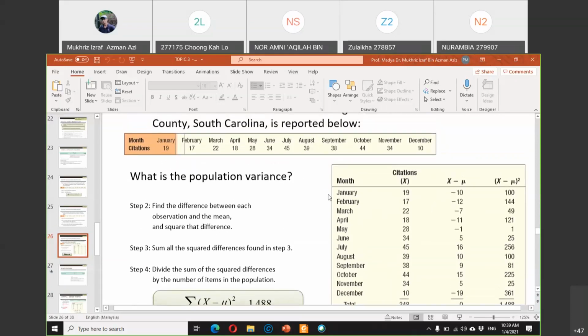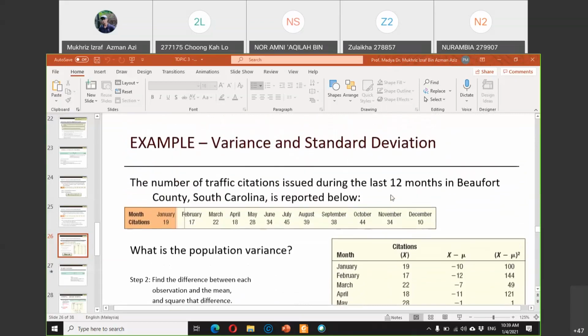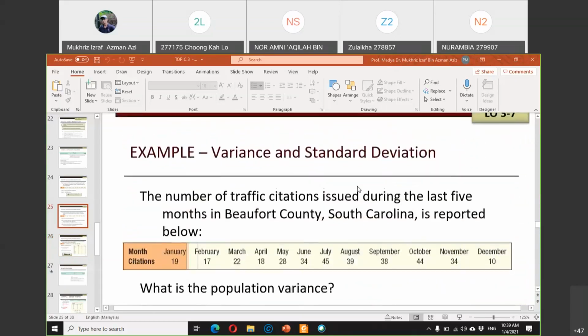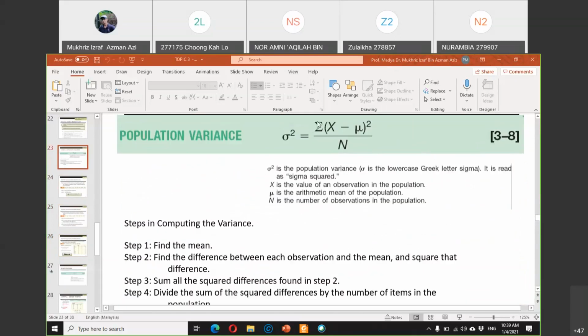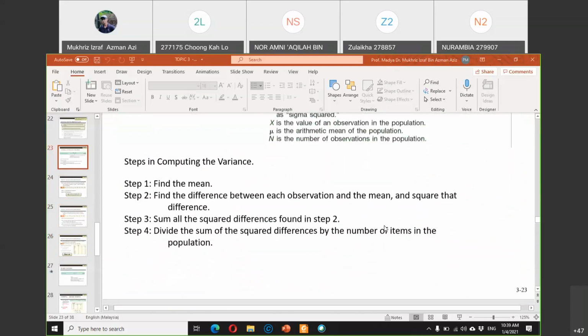So again, the formula is summation of X minus mu, squared. X is each item in the observation, minus the mu. You take the square and you add every single observation's difference, and divide by the number of observations.